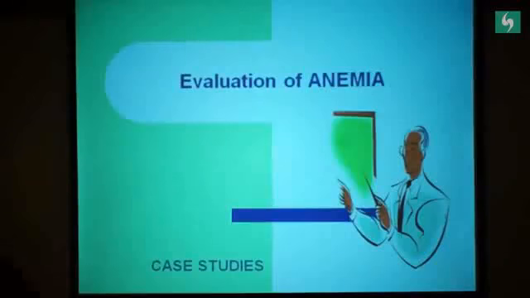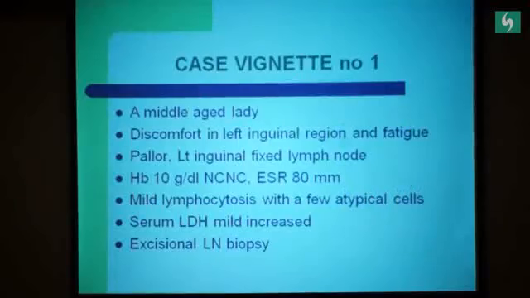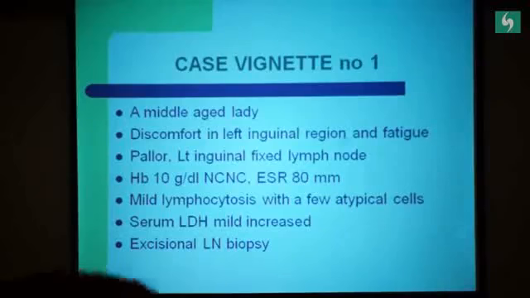Now the first lady is a middle-aged lady. She came in with discomfort in the left inguinal region and she had fatigue, which was suggestive of anemia. There was pallor. So, very concisely, she had fatigue that was running in, and then she noticed discomfort in the left inguinal region. When she came to us, we found there was pallor and a left inguinal node which was fixed, measuring about 4 by 5 centimeters.